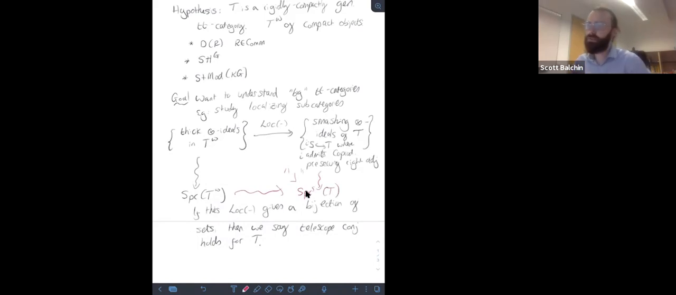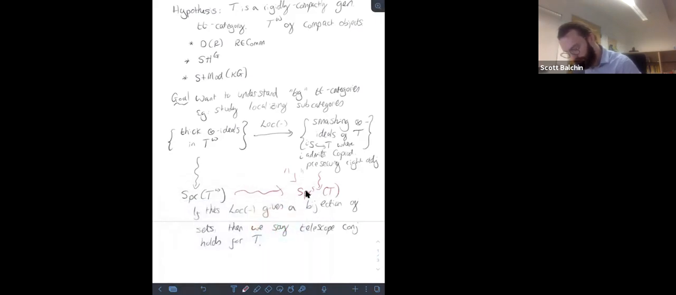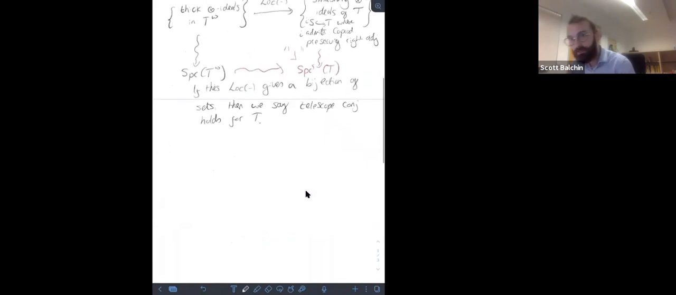So that's the goal of today's talk: to show how we get the existence of this smashing spectrum, what it looks like. We're going to compare it to the Balmer spectrum, and then finally we're going to look at some examples. So that's the goal. But first, to understand the construction of this, we're going to have to take a pointless excursion through some pointless topology.